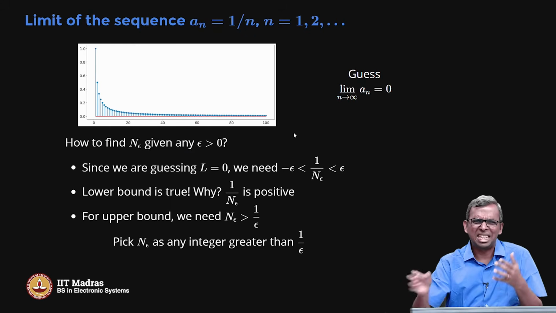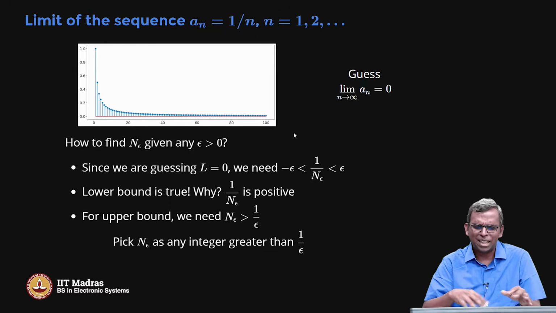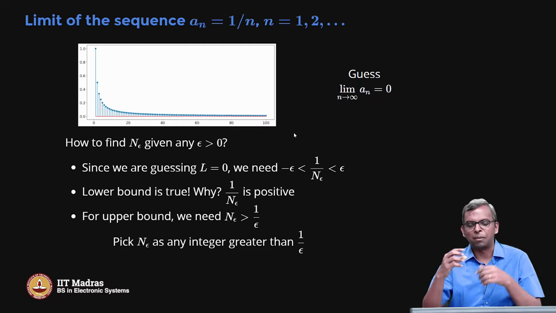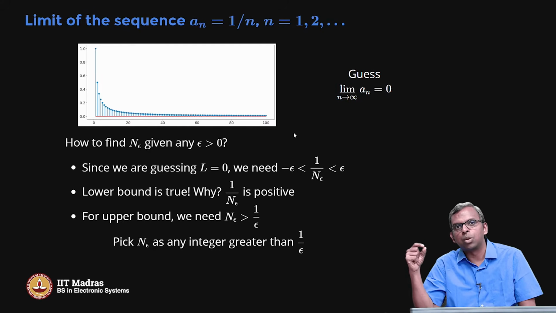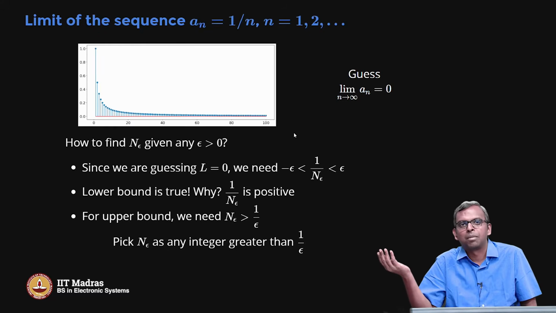It's a very easy thing. If you think about it, I am writing it all formally, but it's very, very easy. An is 1 by n. For any epsilon, I want to be within epsilon of 0. How will I go? I will go to the right of 1 by epsilon. So, you have a 1 by epsilon.